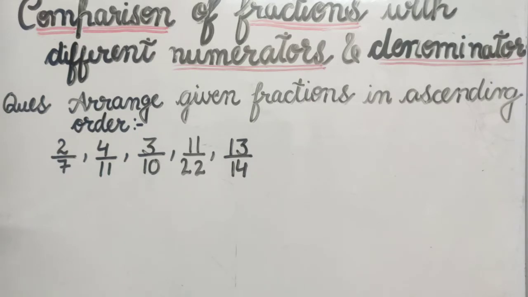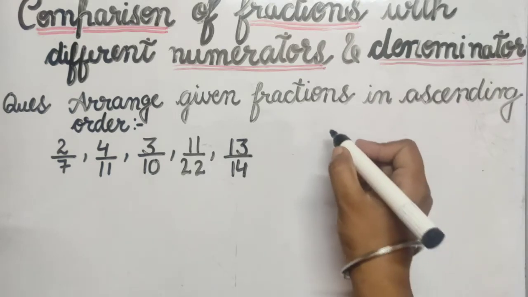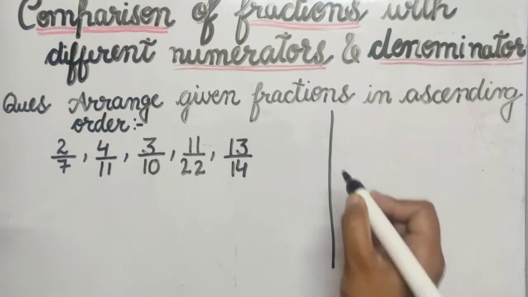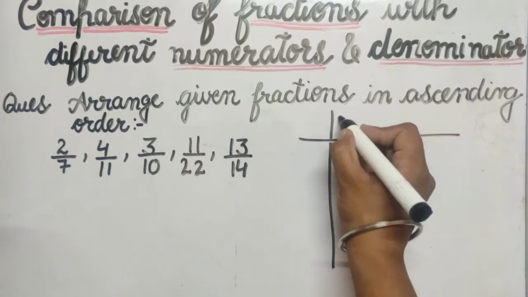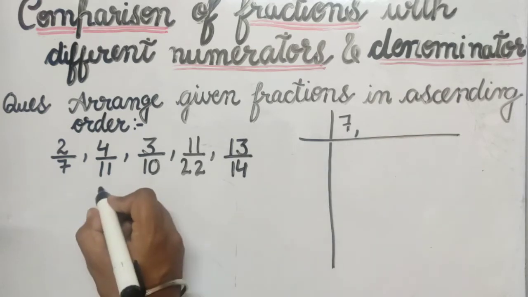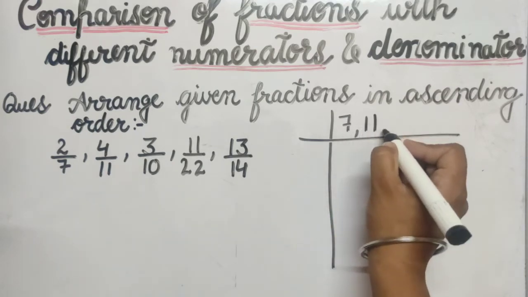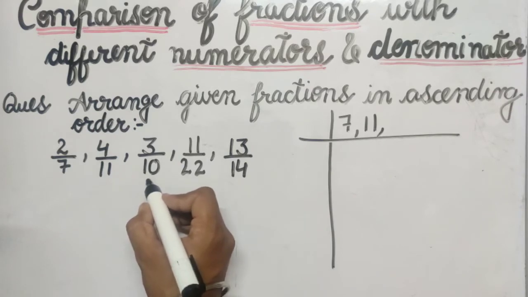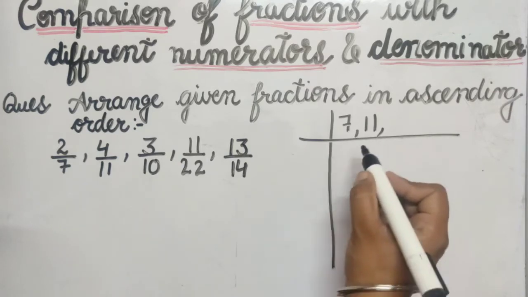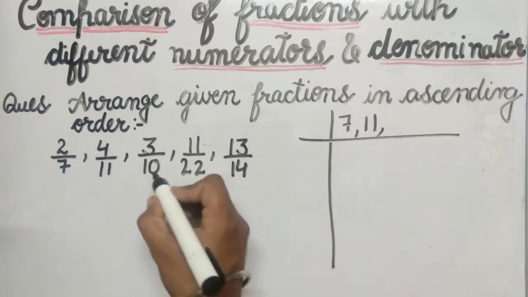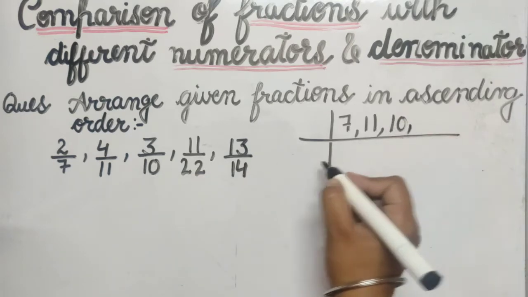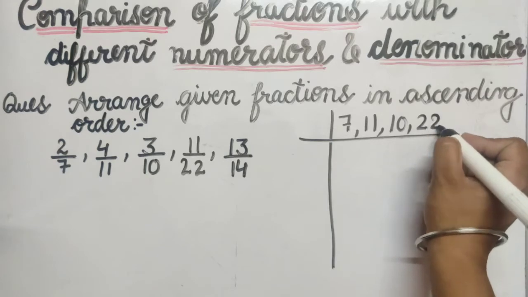So let's find it. Now it's your wish. You can find the LCM by prime factorization or by the common division method. Here, I'll find the LCM by the common division method. In the common division method, we write the denominators whose LCM we want to find in one row, and we separate them with commas.